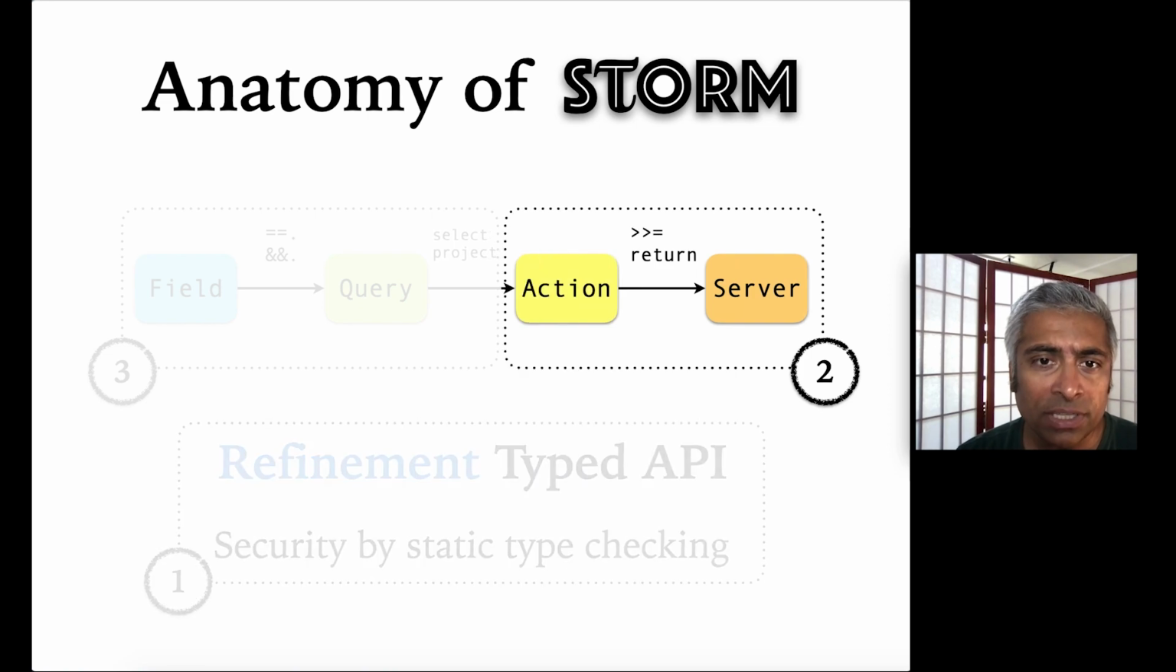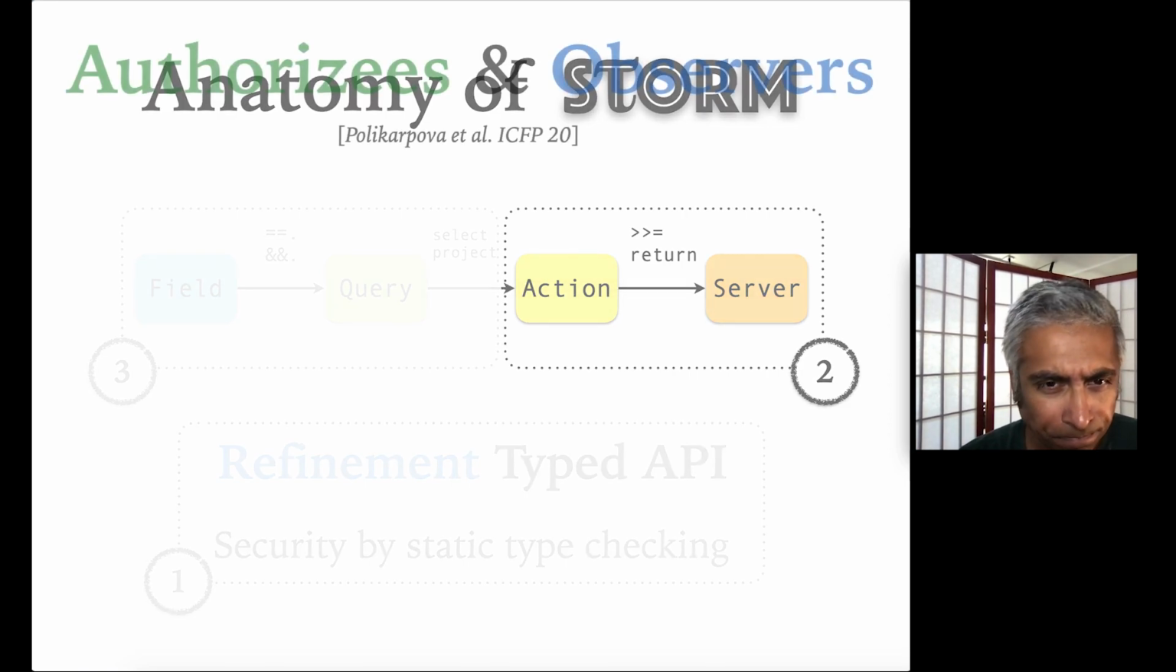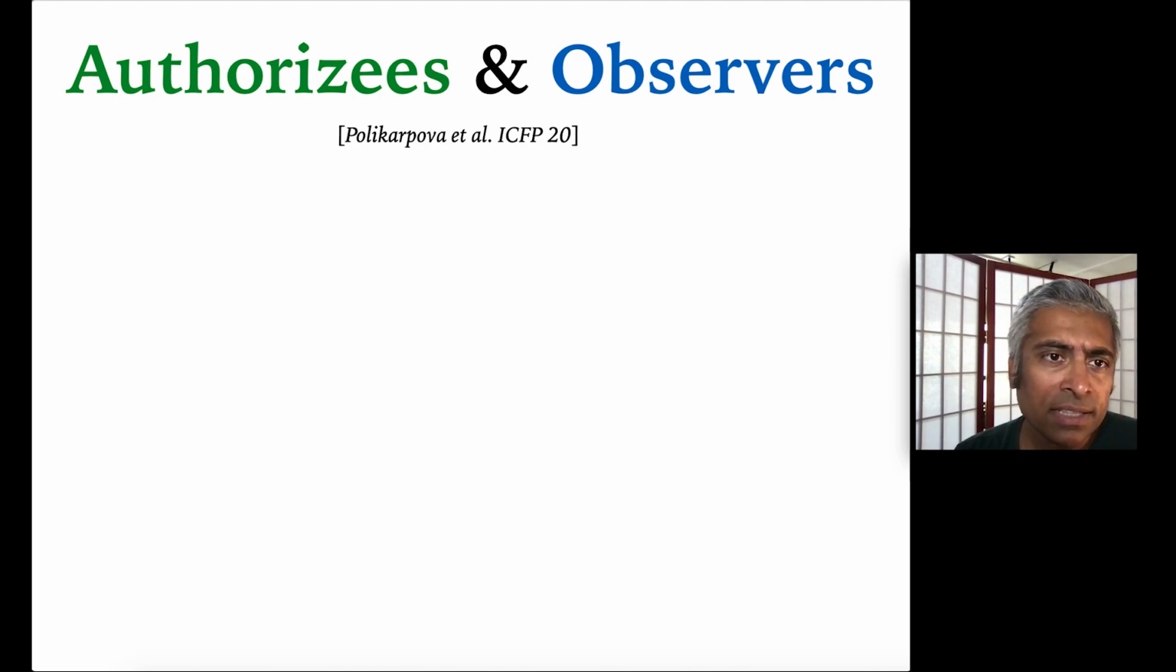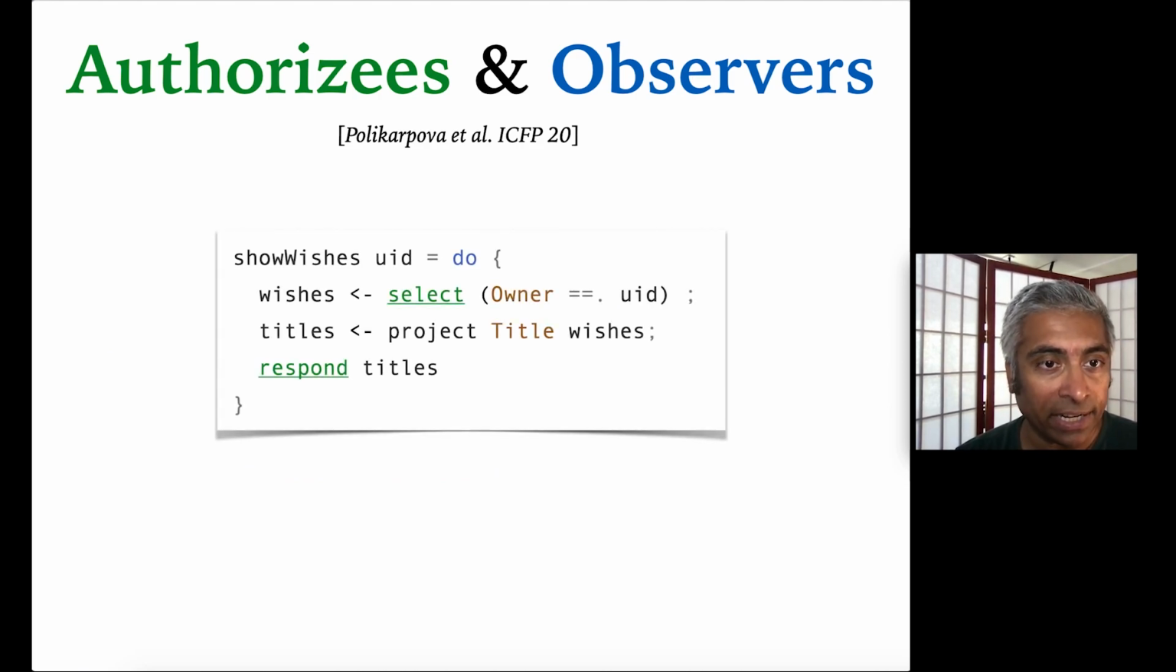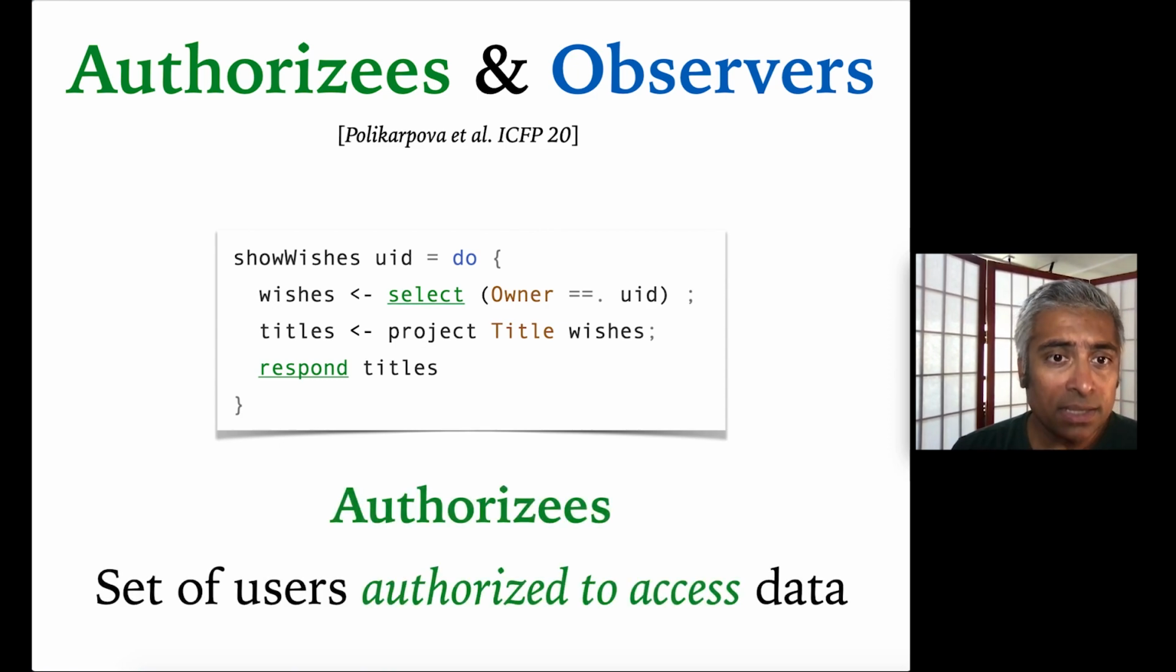Now let's see how we use these refinement types to track how information flows, how these policies, how security can be checked inside these server computations. The central idea is this notion of authorizees and observers. Okay, so let me again explain with an example. So recall our show wishes server or controller. The set of authorizees of a computation is the set of users who are authorized by the security policy to access the data that that computation touches.